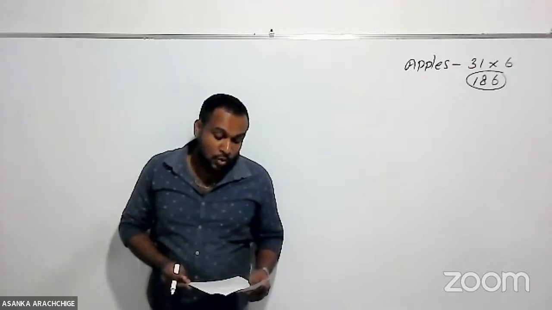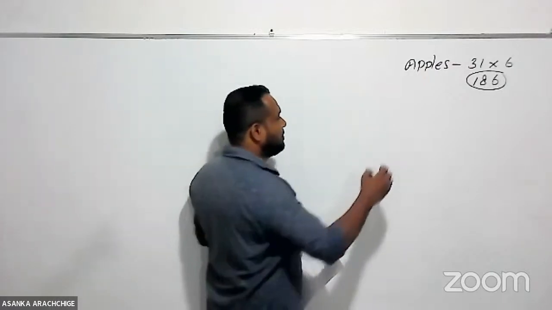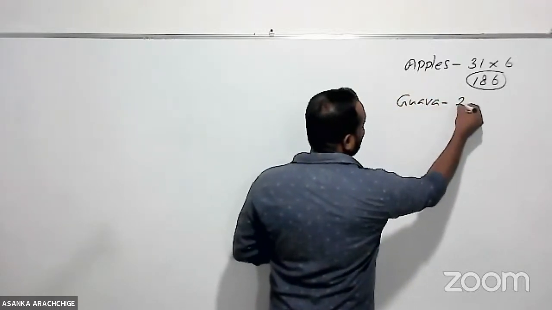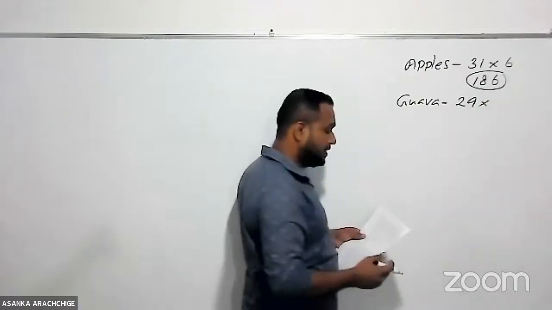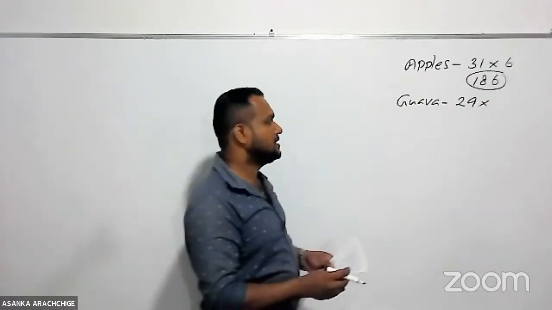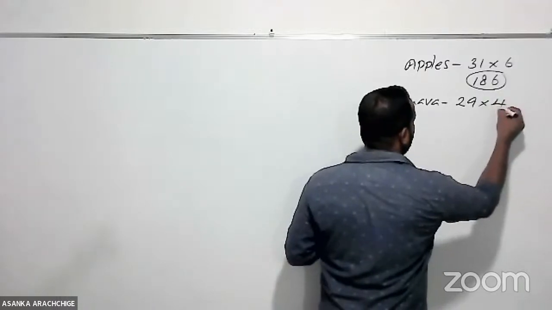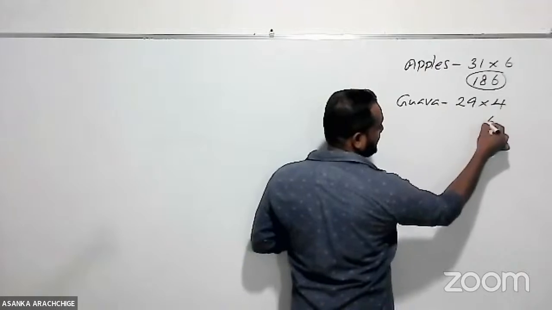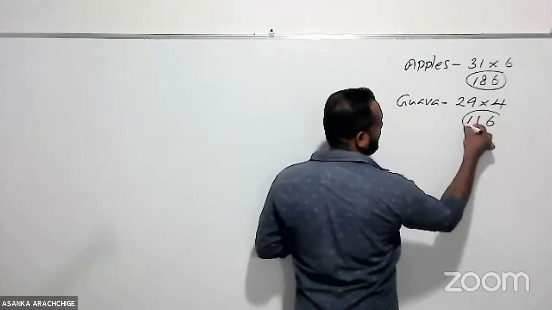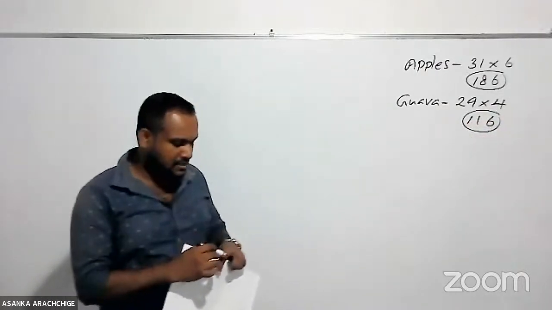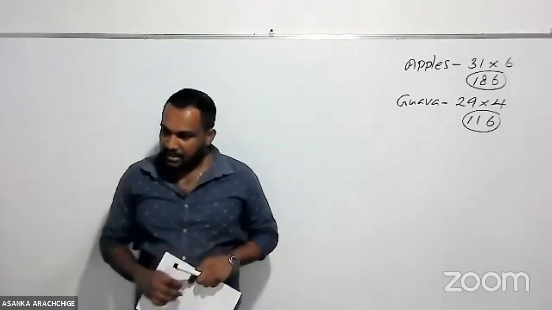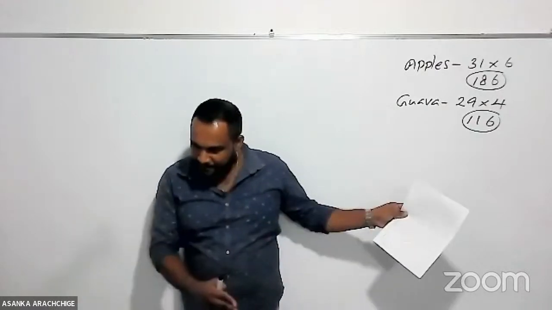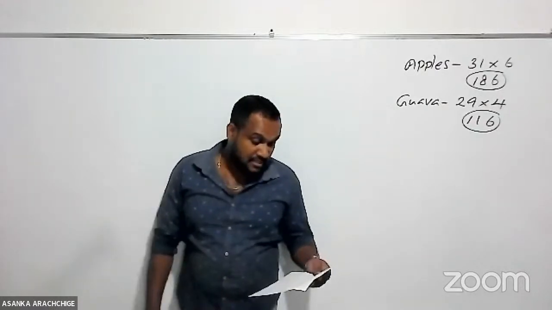And 29 guavas. They bring guavas too. How many? 29 guavas cut into 4 pieces each. So how many pieces of guava are there? 4 times 9, 36, and 80, so 116 pieces of guava are there. Right.